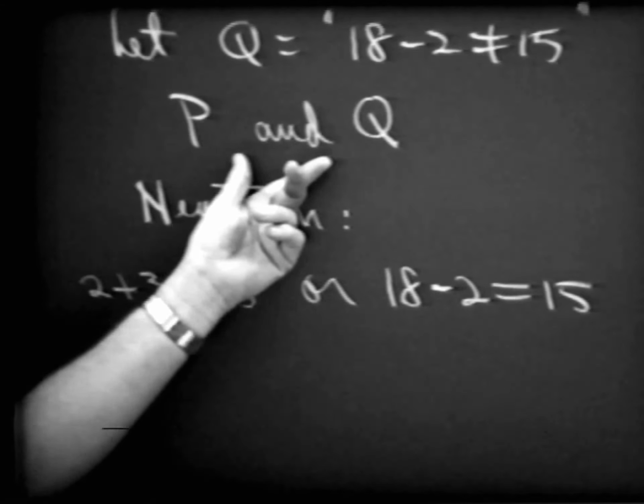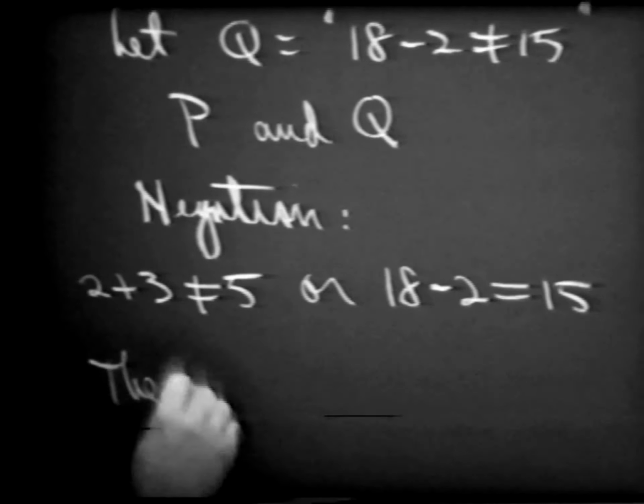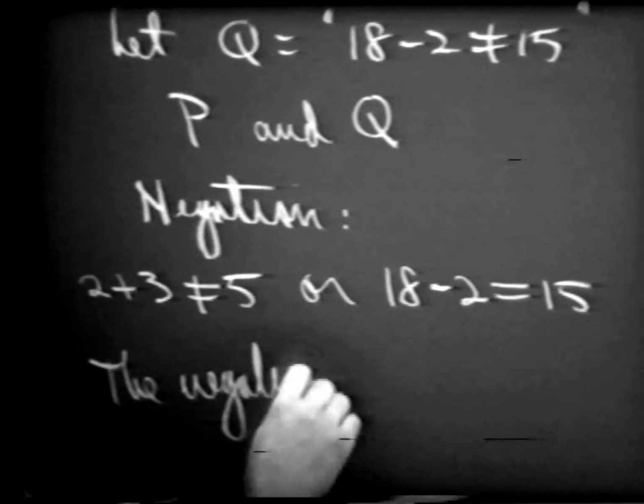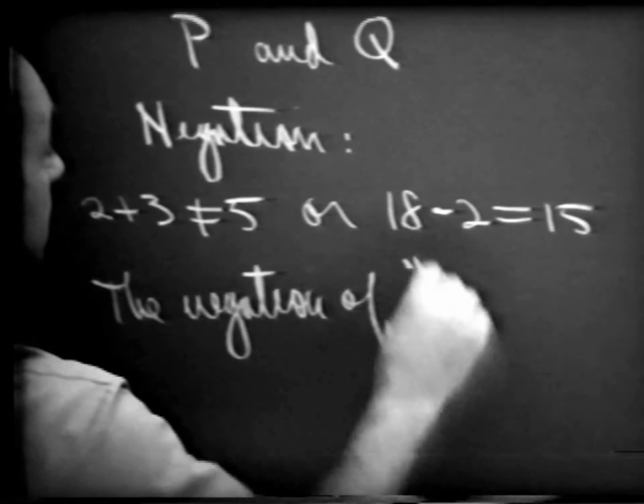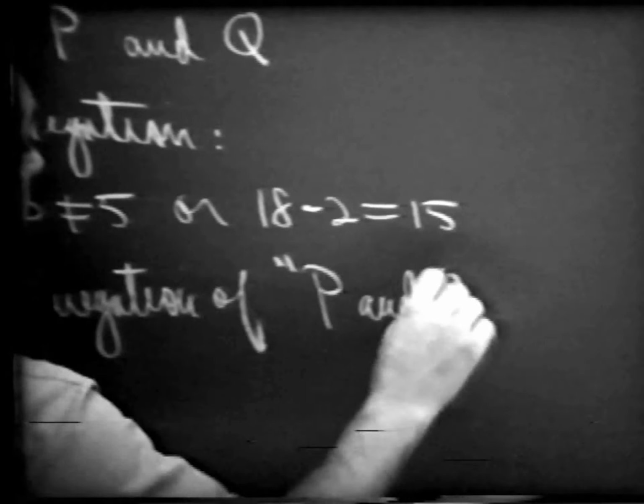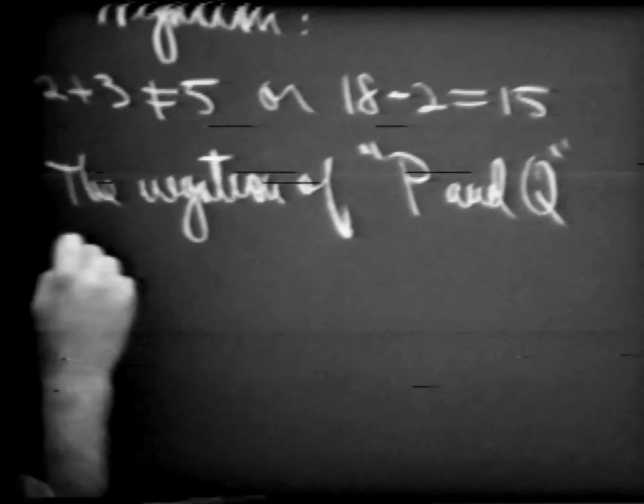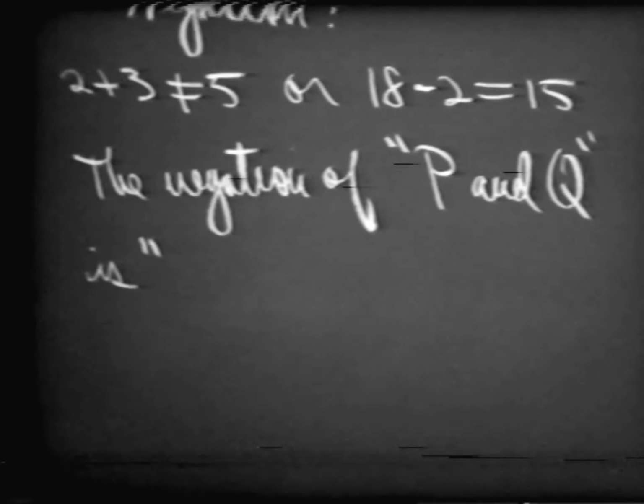And then in general, if P and Q is our statement, the negation of P and Q would be, Doug, let's actually write that down. The negation of, let me put it in quotes, P and Q is what? And now you wanted to say not P or not Q. Notice the use of the word or in this context, okay?